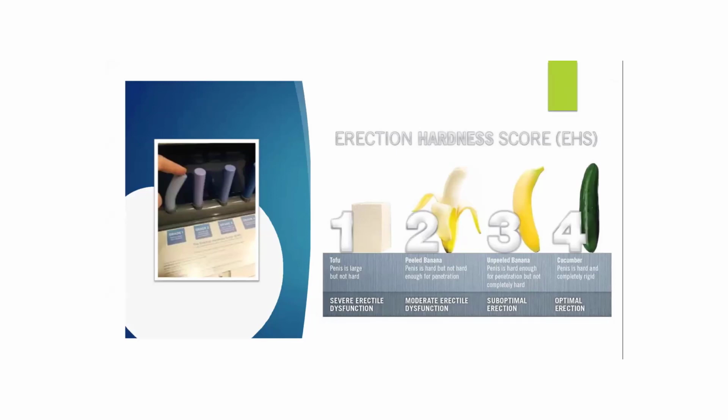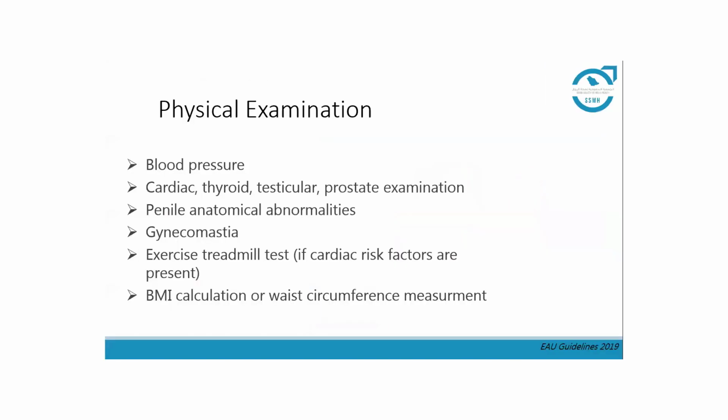Like when you ask him about his full erection, if he tells you that it's like a sponge or like a tofu, then you will put it as 1. If the patient is telling you that his erection is hard enough, like a cucumber, then you will give him a grade of 4. That will give you a better idea about his erectile function and erectile dysfunction. The second point is the physical examination.